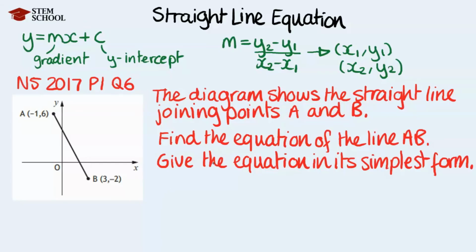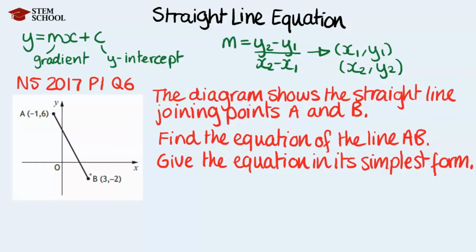Alright, so let's have a go at the next exam question then. So this question is saying that the diagram shows a straight line joining point A and point B. So we have point A here and then point B here, okay? And we are asked to find the equation of the line AB, and we have to give the equation in its simplest form. Okay, so this question and the next question I'm going to do, this is one of the more common types of question.